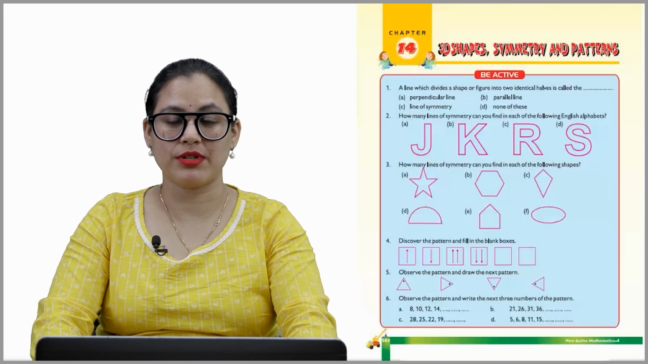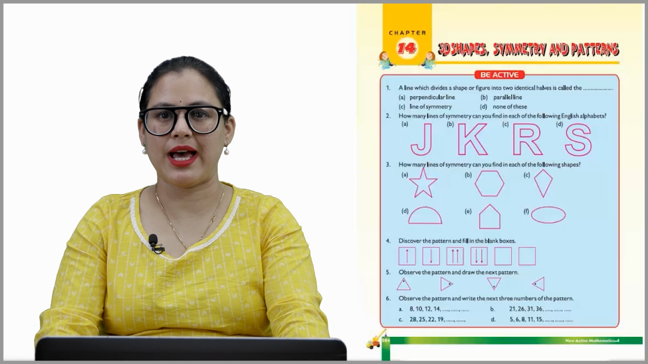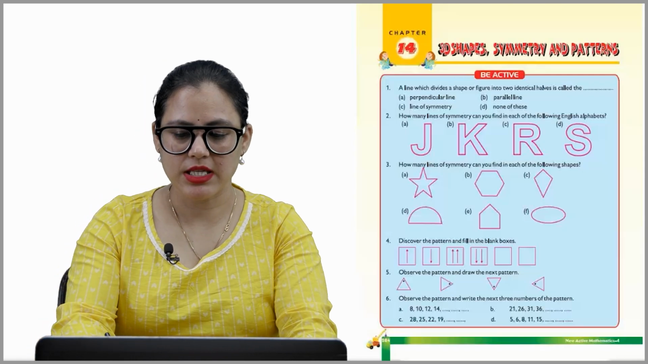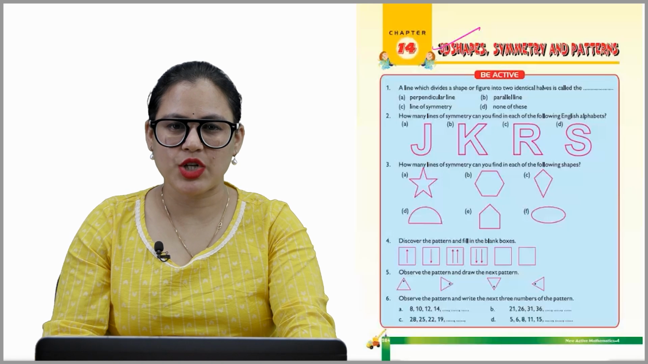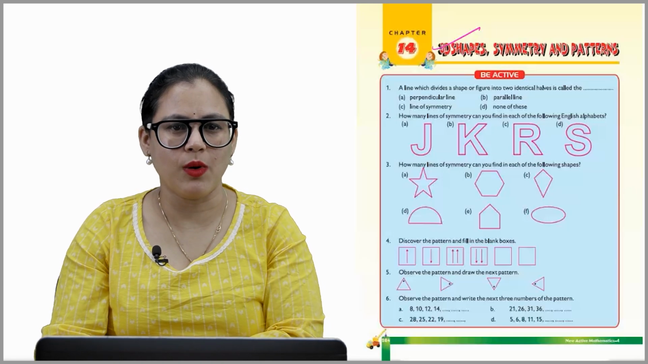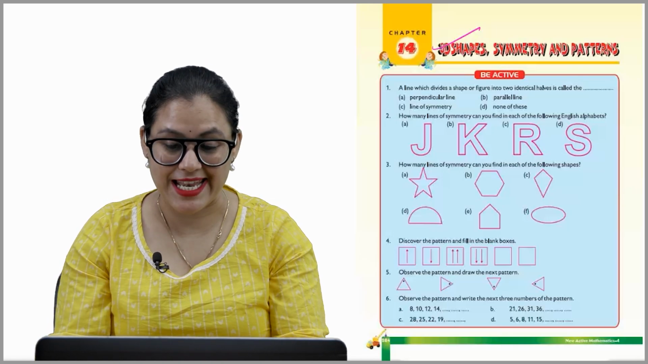Let's start today's chapter, 3D shapes, symmetry and patterns. This is a very interesting chapter. A line which divides a shape or figure into two identical halves is called the line of symmetry.